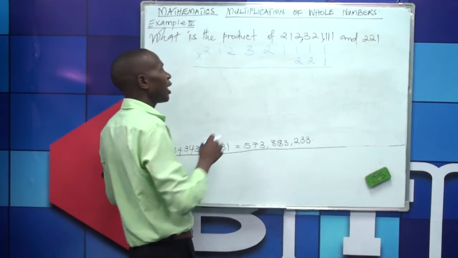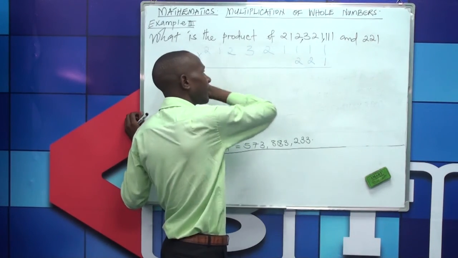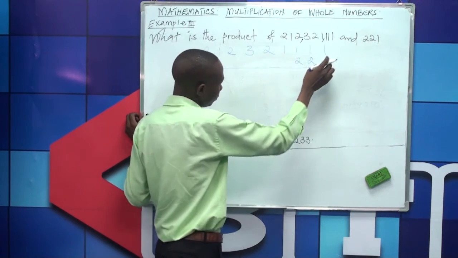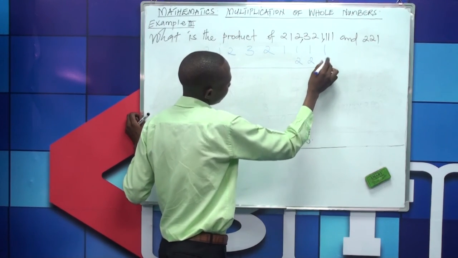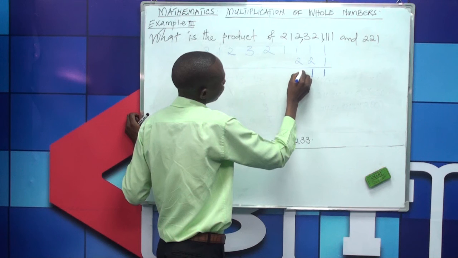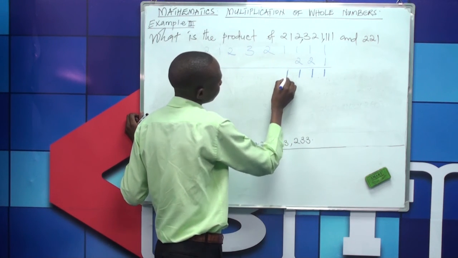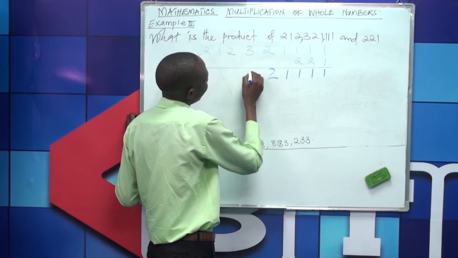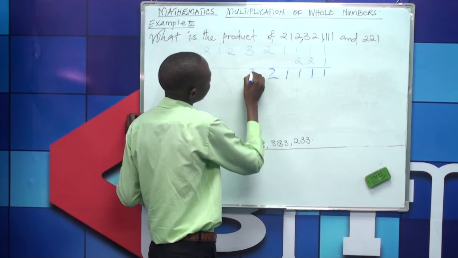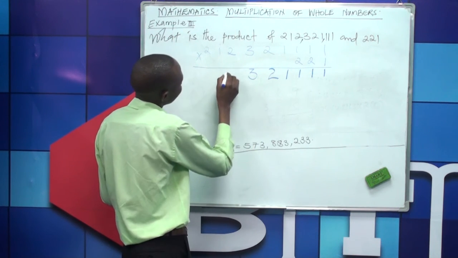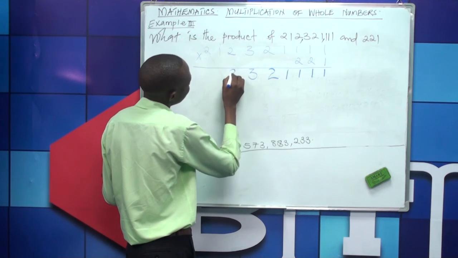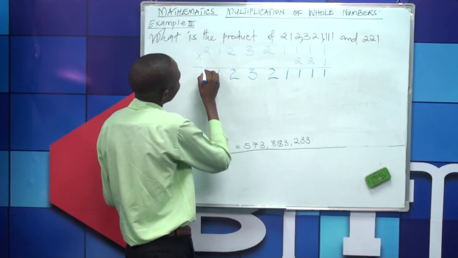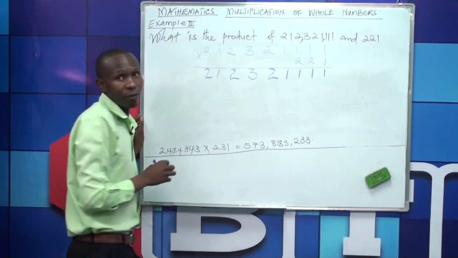So the first step, we shall have the first digit multiplied by the whole number. So this will be 1 times 1, 1 times 1, 1 times 1, 1 times 1, 1 times 2, then 1 times 3, 1 times 2, then 1 times 1, and 1 times 2. So we are done with the first digit.